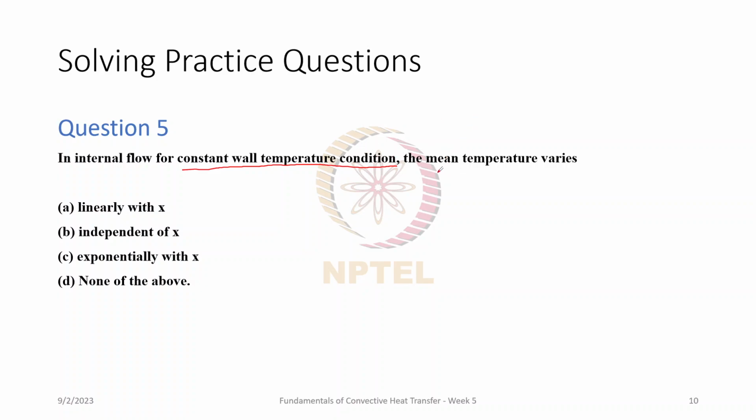So this is the isothermal case, the mean temperature or the bulk mean temperature, Tm, as it was called in the lectures. So how does this Tm vary with x? Okay, so this Tm is a function of x. Is it option A, linearly with x, option B, independent of x, option C, exponentially with x, or option D, none of the above?